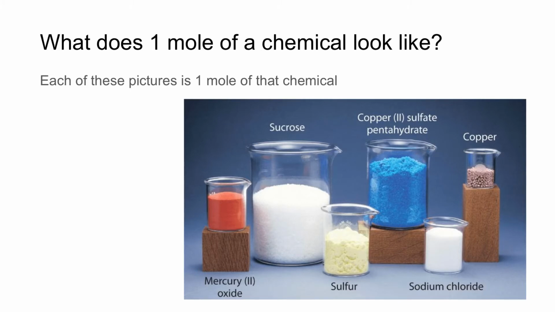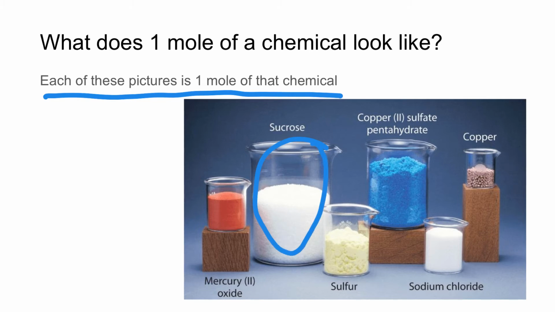So what does a mole of a chemical look like? Well, you can see it, okay? Each of these pictures is 1 mole of that chemical. So sucrose is another name for sugar. That is what 1 mole of sucrose looks like. Here is sodium chloride. That's salt. That is what 1 mole of sodium chloride looks like.